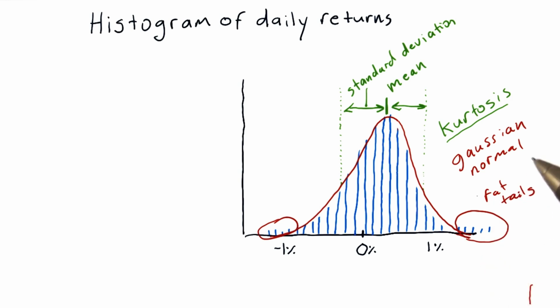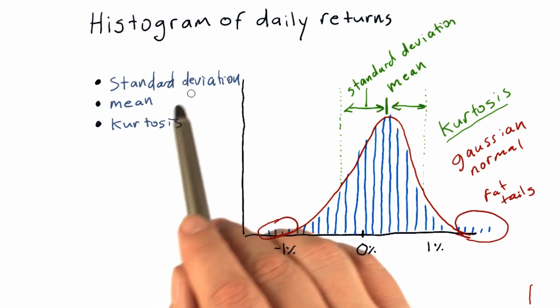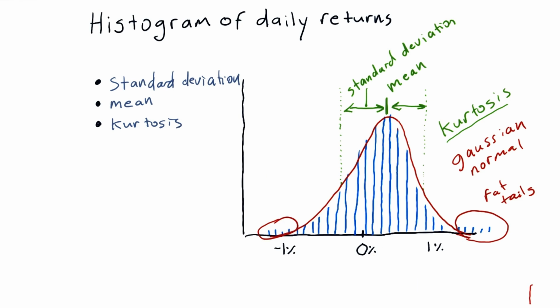If you measured a negative kurtosis, it would mean that there are many fewer occurrences out here in the tails than would be expected if it were a normal distribution. So we can plot our data in this sort of bar chart called a histogram. We can measure statistics on it like standard deviation, mean, and kurtosis. And remember the following about kurtosis.